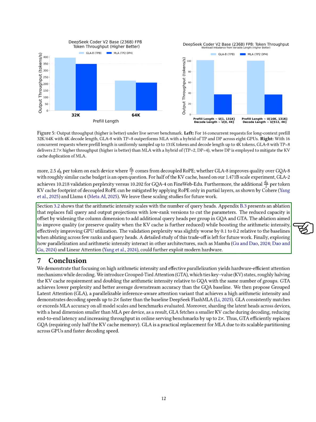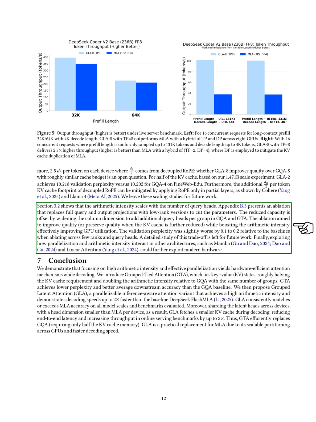We also show that arithmetic intensity increases with the number of query heads. Our appendix includes an ablation study that replaces full query and output projections with low-rank versions to reduce parameters. This reduced capacity is balanced by increasing the column dimension to add more query heads per group in GQA and GTA. The goal of this ablation was to enhance quality or maintain it while further reducing the KV cache and improving arithmetic intensity, which boosts GPU utilization.